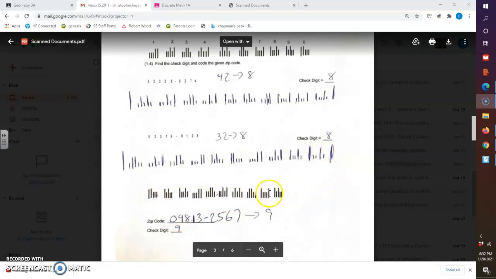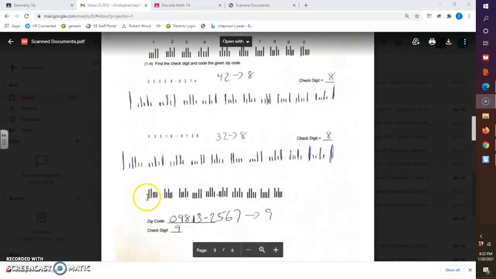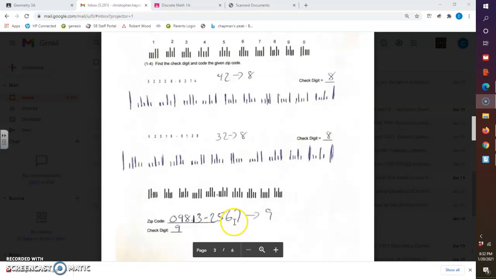And then I'm going to give you the code, and you need to take the code and translate it into a zip code. So big, big, small, small, small, well, that's 0. Big, small, big, small, small, big, small, big, small, small, that's 9. We're using the numbers up here and coding it. The first 9 numbers are your zip code. The last number is your check digit.